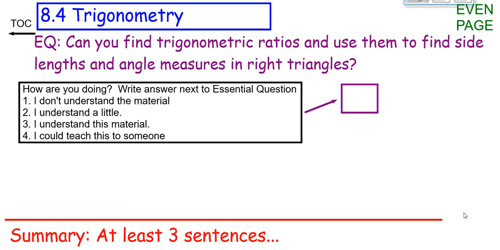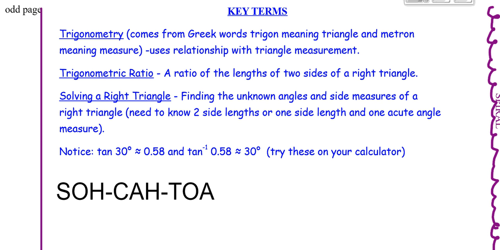Okay, moving on to the key terms page. Here's the key terms page. I am just going to read this so I know how long it takes to at least read it. This is about trigonometry. We're defining that word, and it comes from the Greek words trigon, which means triangle, and metron, which means measure. And it uses relationships, it should say, with triangle measures. And so I'll add an S there, and I'll fix that slide later on.